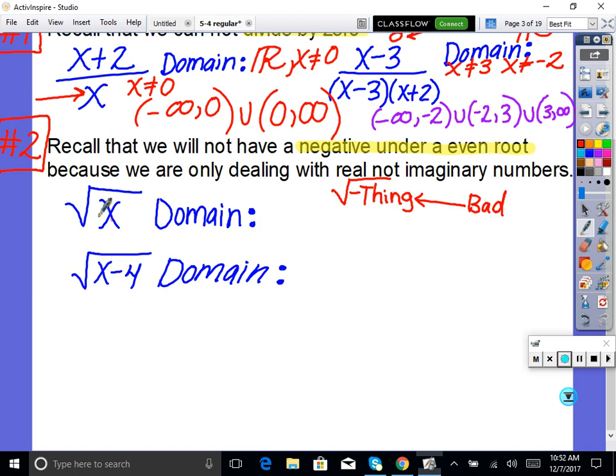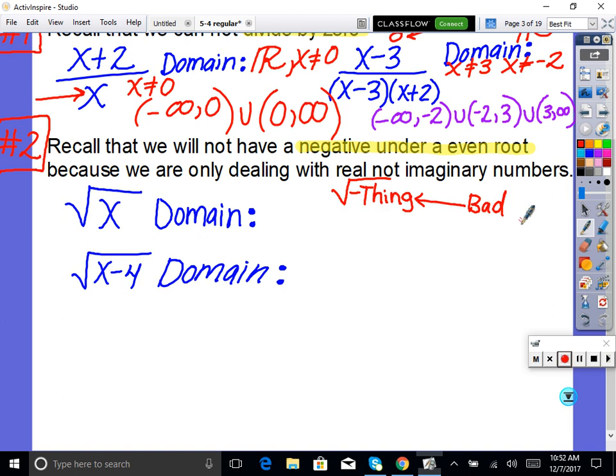Now think about it. So I'm going to ask you a question. Can I plug in negative 1 right here? Square root of negative 1. That's not going to happen. If we graph this, that would not happen. So what's going on here? Well, we just can't have something negative under the radical. So look what I put. A negative thing under the radical is bad.